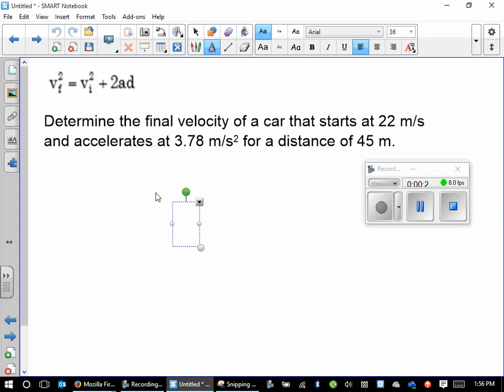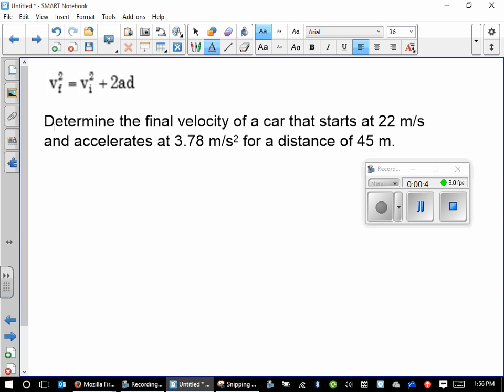That's a problem that people make. So with this formula, notice that if you have V initial, your acceleration and your distance, you can find that final speed. That's why we would use this one. Okay, let's give this one a try.